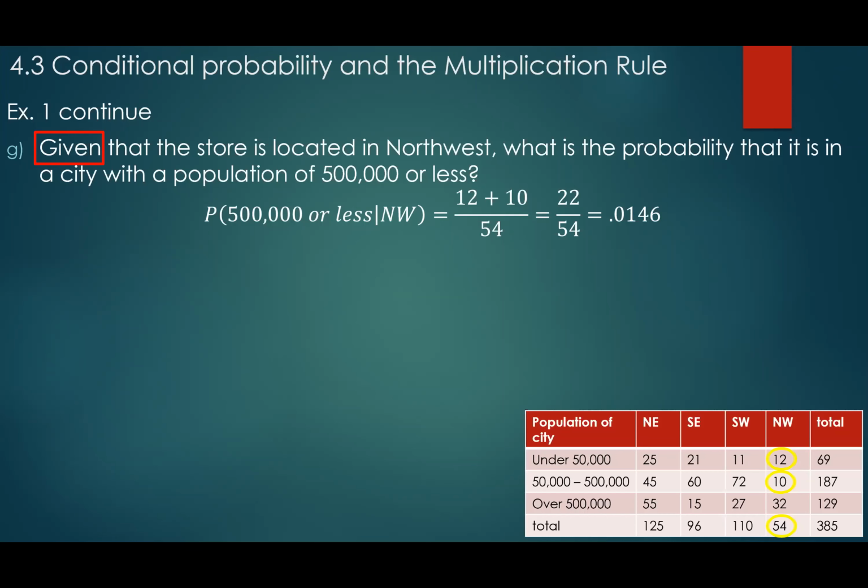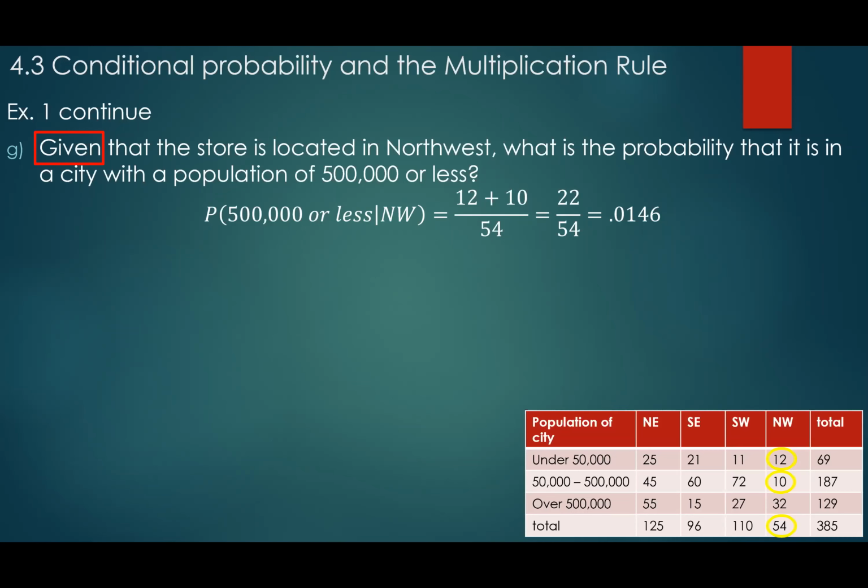Inside this Northwest region, we're looking for the store in the city that has 500,000 or less. And there are two items that fit that description of 500,000 or less. Okay, not like the previous one. The previous one is only one item that fit the over 500,000.